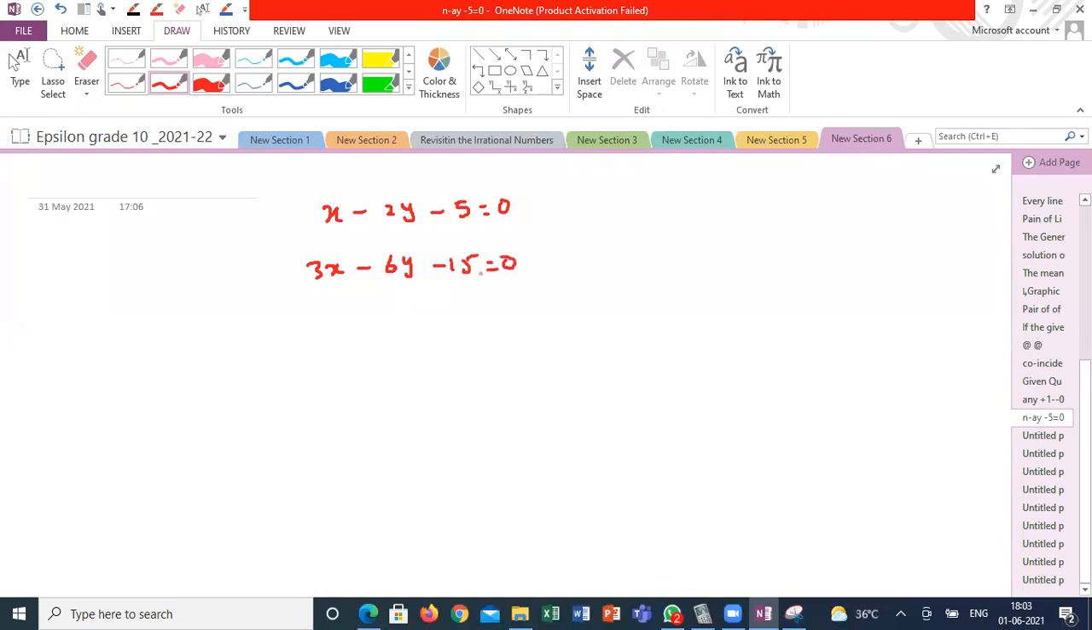Can you try? Anyone can try? I'm giving just 2 or 3 minutes. After that, I will enter the equations and it will give the solution automatically. What is the answer for this pair of linear equations? I want the answer for this pair of linear equations.